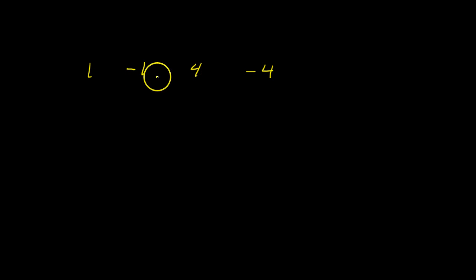Okay, if I turn these numbers back into a polynomial, this is the constant, this is the x term, this is the x squared term, and this is the x to the third power term. Okay, so this is what I have as a polynomial.